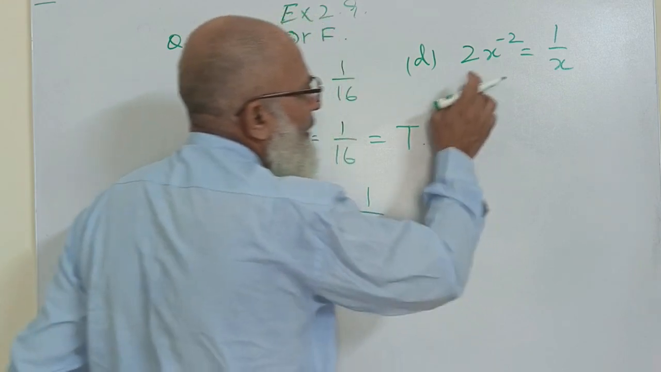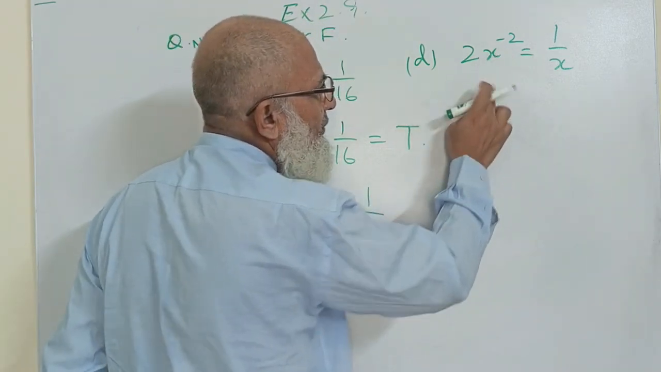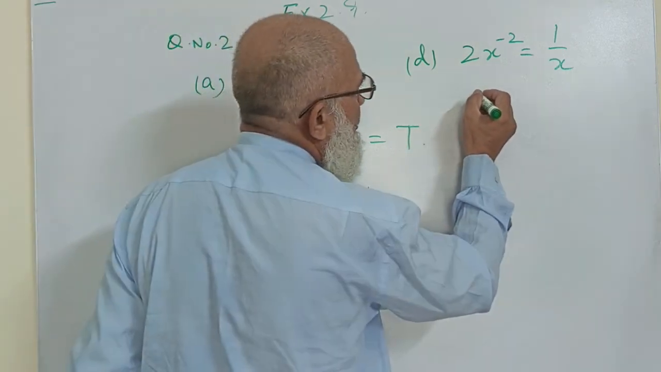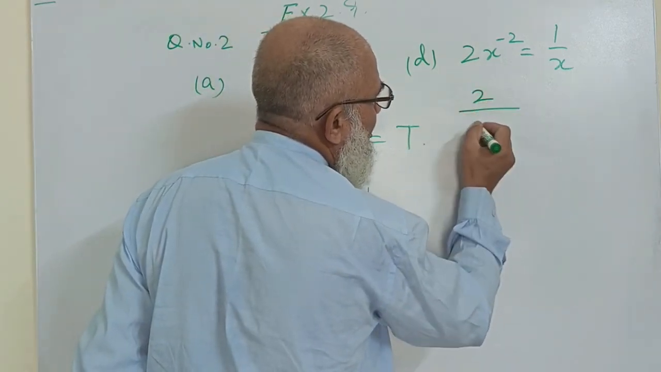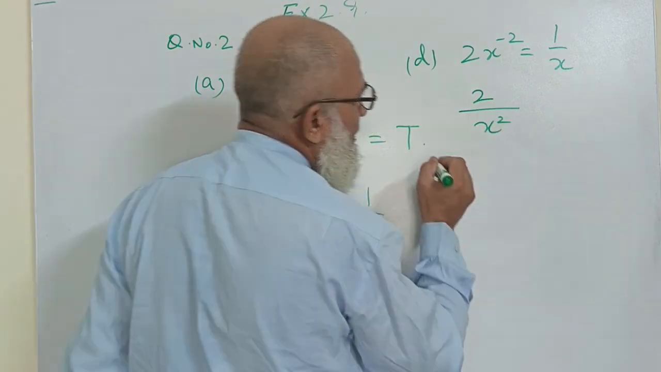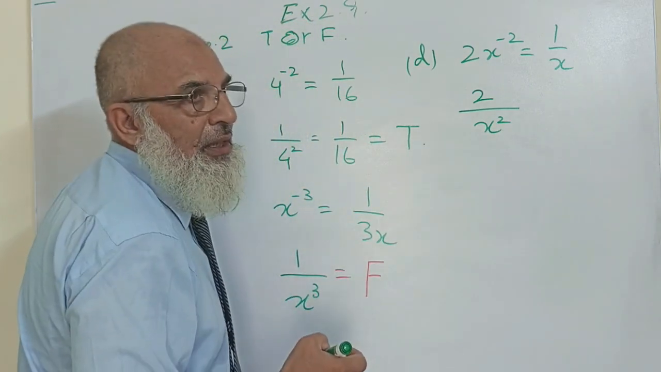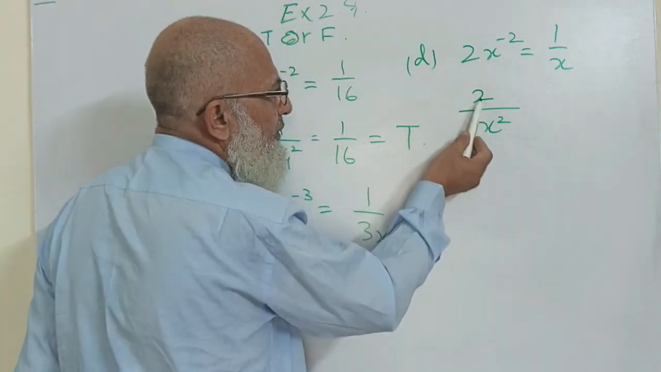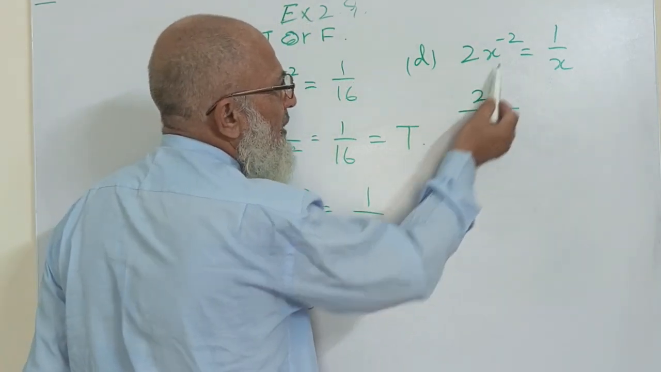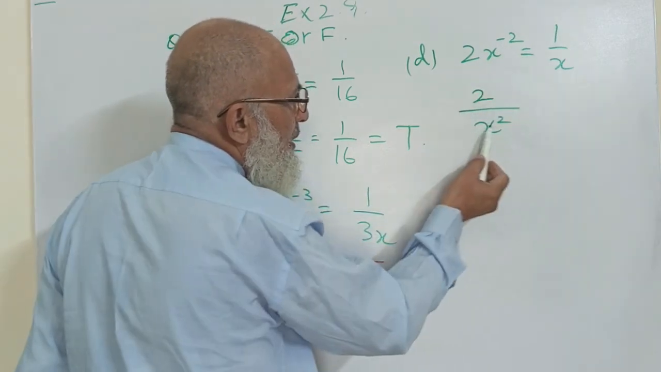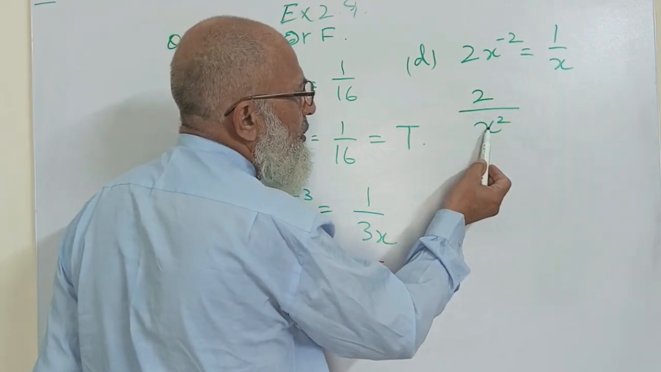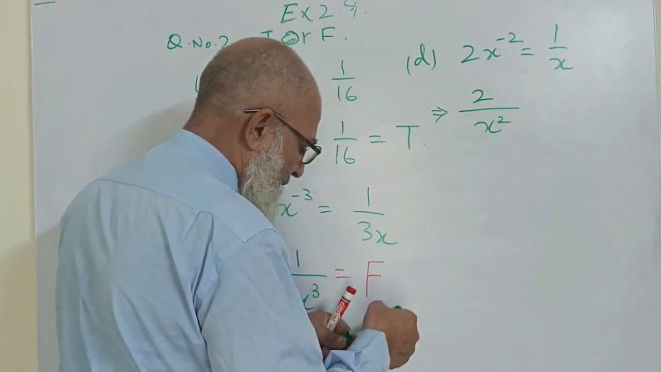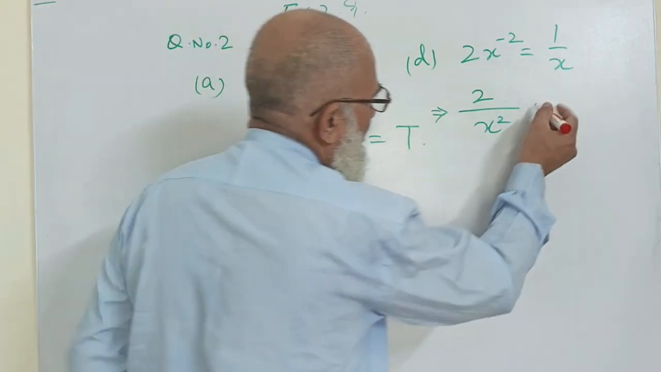So the power is only upon the variable, not on the constant. So what we do is 2 divided by x square. This is the correct thing to do. We leave 2 where it was, we bring x square to the denominator, so it will become like this, not like this. So it is false again.